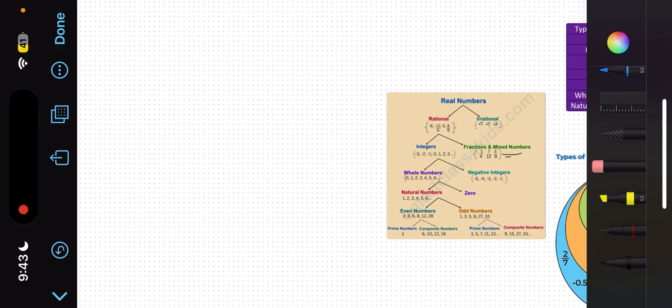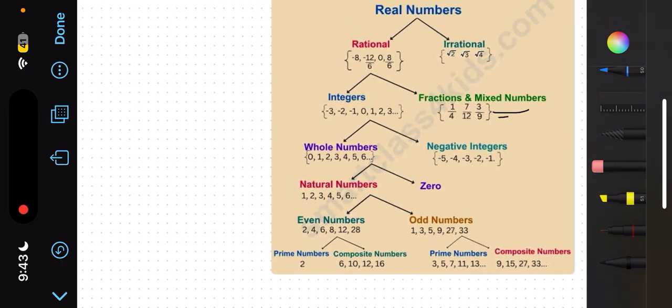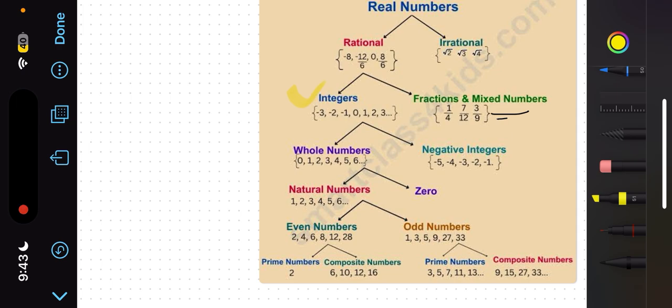We also have proper and improper fractions. We will cover it maybe in this video or another video. We have done integers, fractions, whole numbers, negative numbers, 0. Now come to even numbers and odd numbers. What are even numbers and odd numbers?